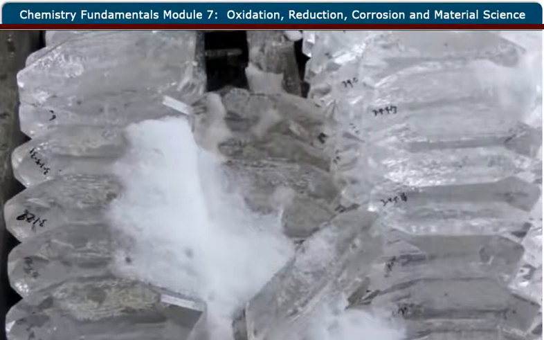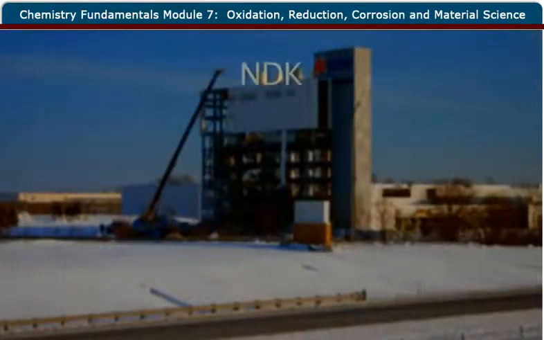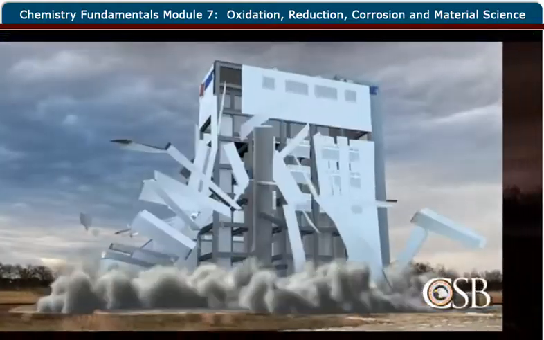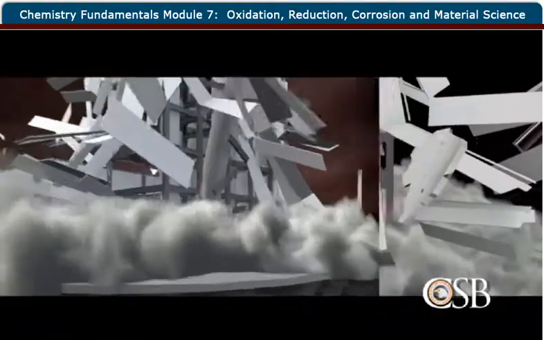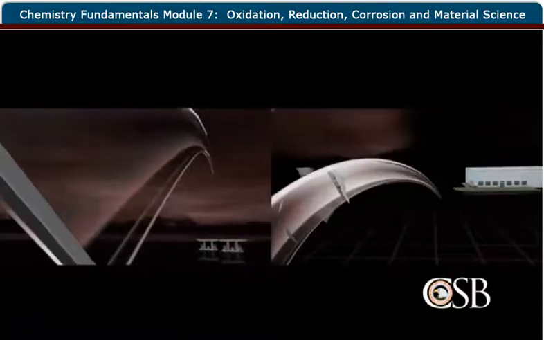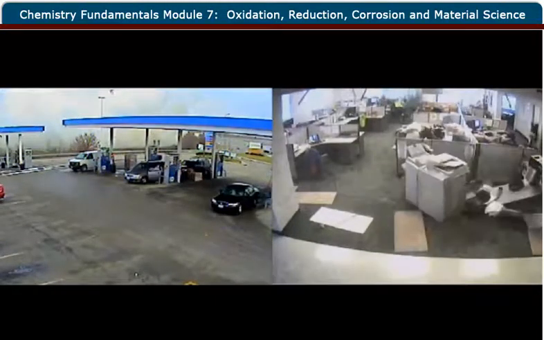The CSB urged that Illinois regulators develop procedures to better identify pressure vessels subject to corrosion and require regular internal inspections. And the board recommended that NDK conduct an independent facility siting study prior to restarting operations to address off-site consequences. The CSB concluded that with stricter regulations for the design and construction of high-pressure vessels and regular inspections for corrosion, catastrophic accidents like the one at NDK can be prevented.